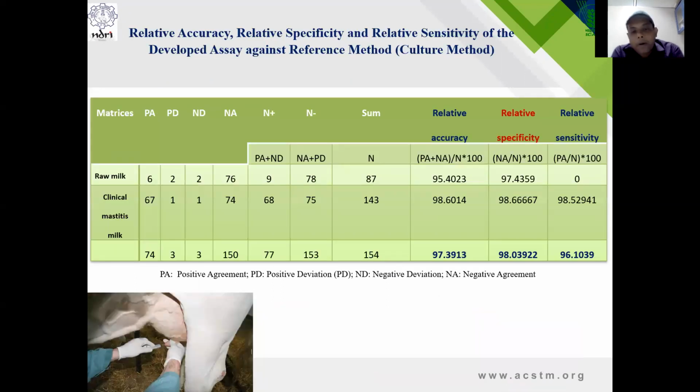Followed by, we have gone for validation of the assay. We have used the reference culture methods to compare with our developed lateral flow assay, and we have tested I think 154 samples here. We have seen the relative accuracy of the assay is 97%, relative specificity is 98%, and relative sensitivity of the assay is 96%.